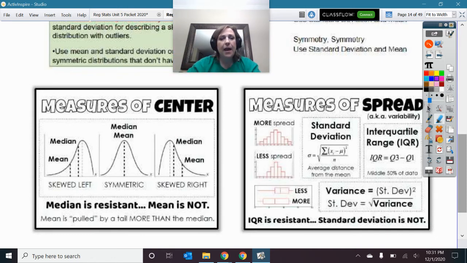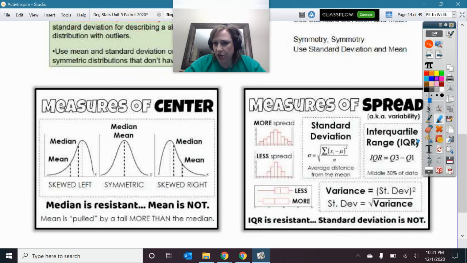Okay. That is shape, that is outliers, that is center, and that is spread. Now, just a couple other quick things. Let's take a look at that. Here we go.